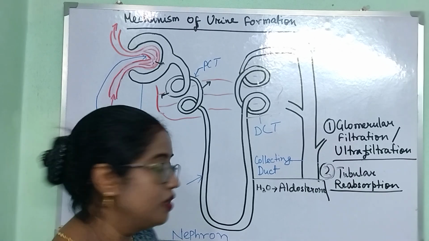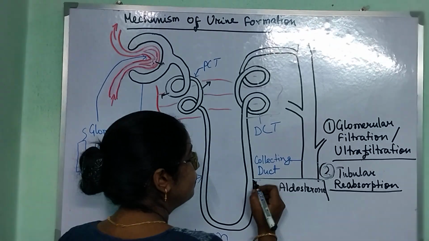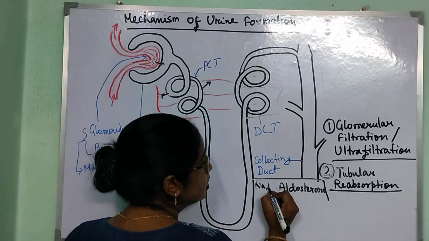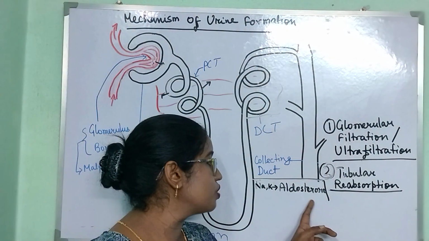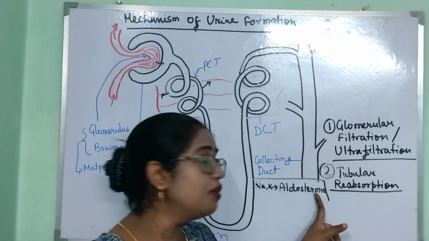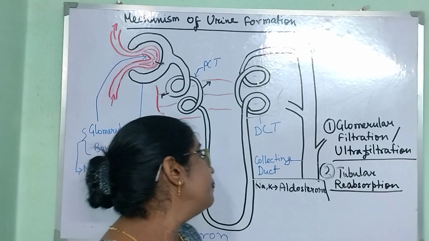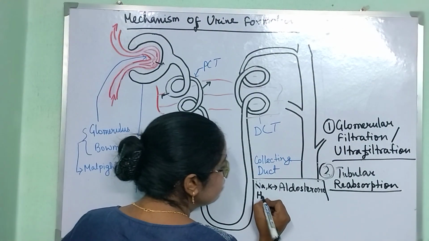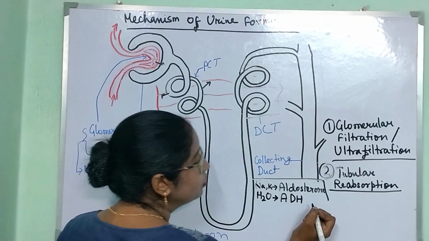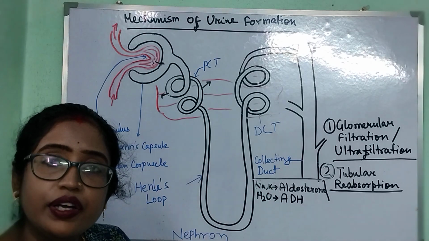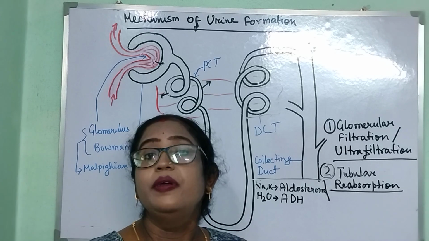Not the H2O, sorry, the sodium and the potassium are absorbed by the action of the aldosterone hormone that is secreted from the adrenal cortex gland. And the H2O reabsorption occurs by the action of the ADH hormone. The full form of ADH is antidiuretic hormone. It is also known as vasopressin hormone, and it is secreted by the pituitary gland.